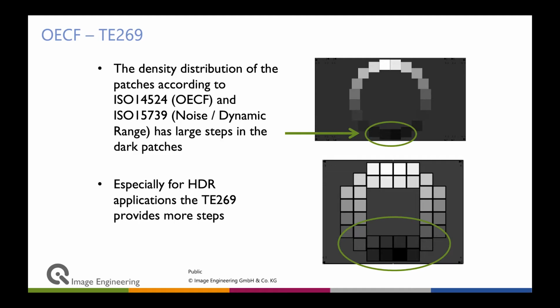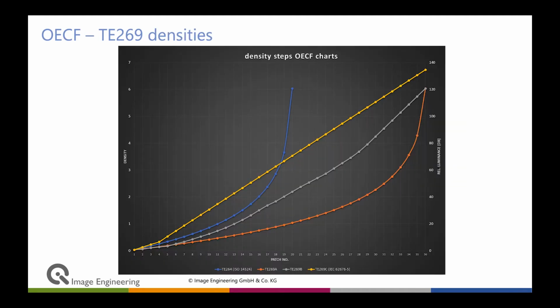But then we would recommend to use more patches, like 36 patches, and use a distribution of these patches that does not fully follow the ISO standard. That is, for example, our TE269, and there's the option B or C.